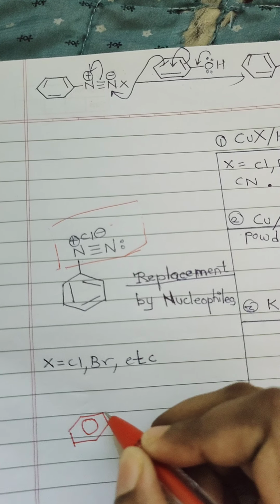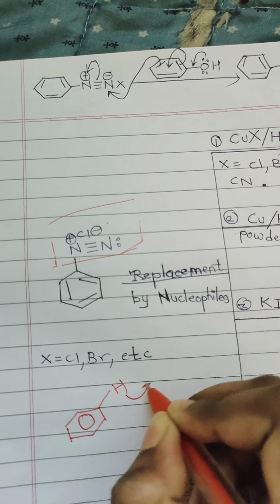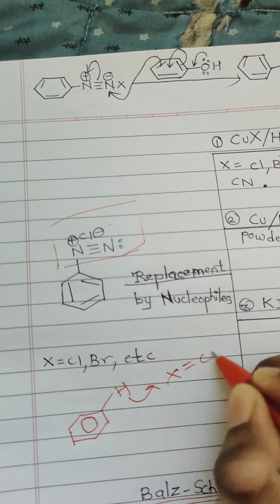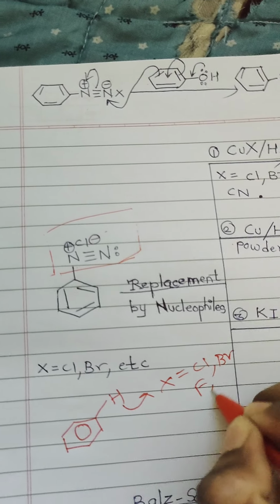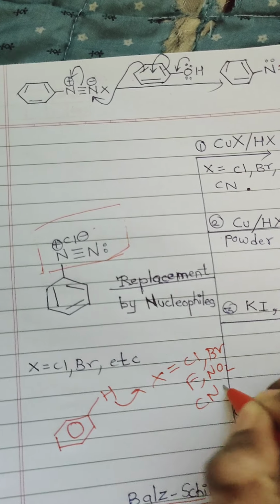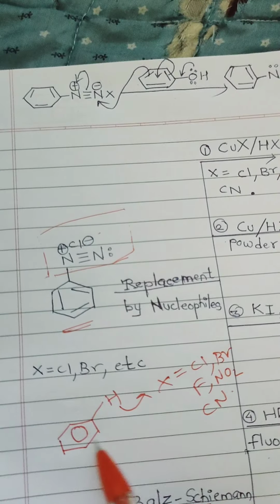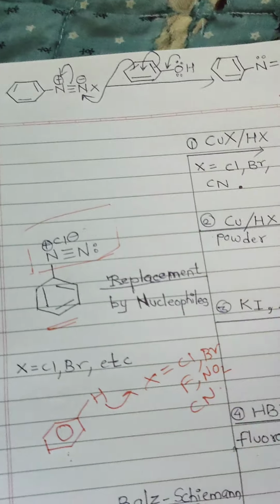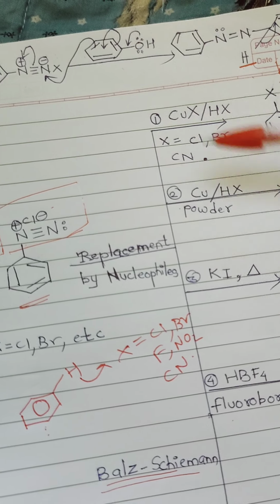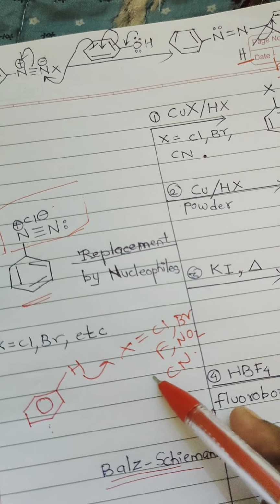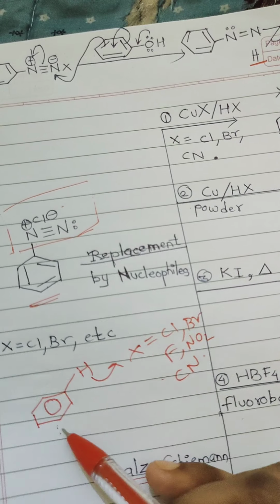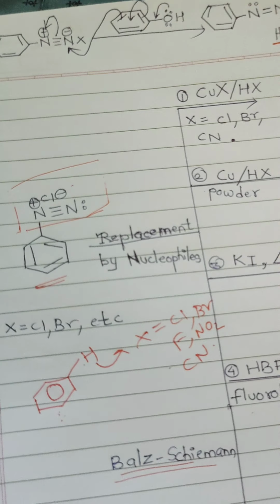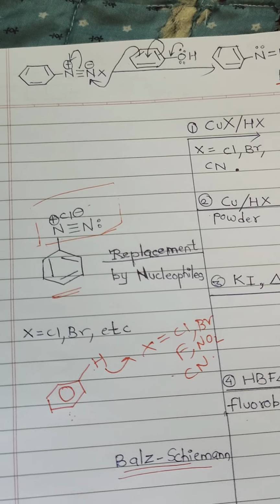Lastly, I would like to tell that we can't do substitution reactions on aromatic rings directly by replacing hydrogen by any X group like Cl, Br, F, NO2, CN. But by converting benzene into a diazonium salt and then reacting it with these reagents, we get a direct substitution on the benzene ring by removal of hydrogen. So this was all about diazonium salt.